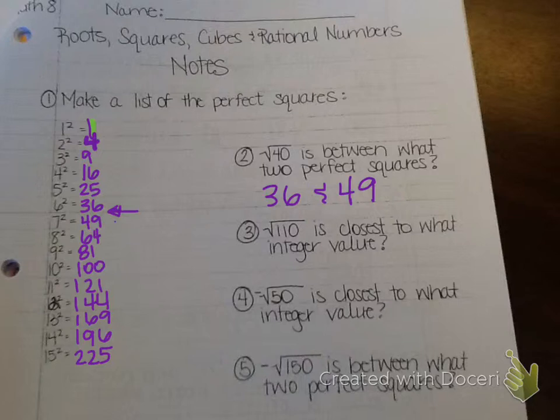You're going to have to pay really close attention to this because the next question seems like a similar question, but it's going to have a different answer. The square root of 110 is closest to what integer value? This question could have said the square root of 110 is in between what two integers, in which case they would be talking about in between 10 and 11. And then on number 2, if this instead of perfect squares said between what two integers, it would be between 6 and 7.